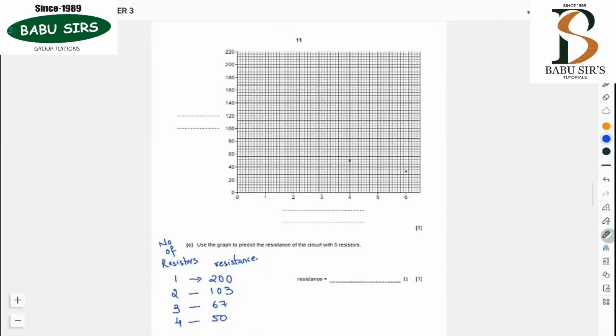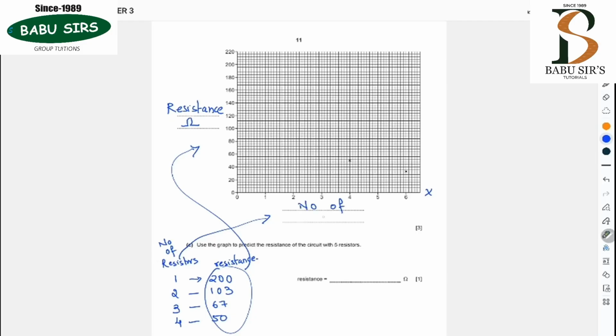So down you can see 1, 2, 3, 4 on the x-axis. So 1, 2, 3, 4 will be the number of resistors. And here you can see the big numbers up to 220. So this part will be the resistance. So I'll write it here, resistance. Resistance is measured in ohms. And here it is 1, 2, 3, 4, 5, 6. That is the number of resistors.